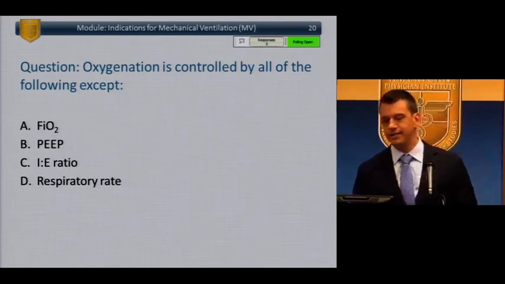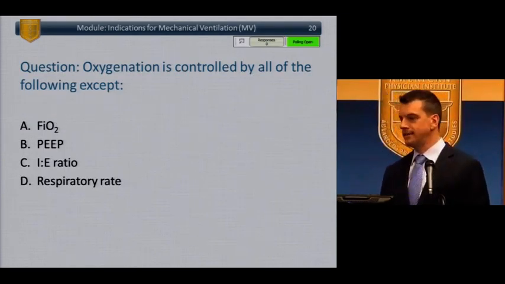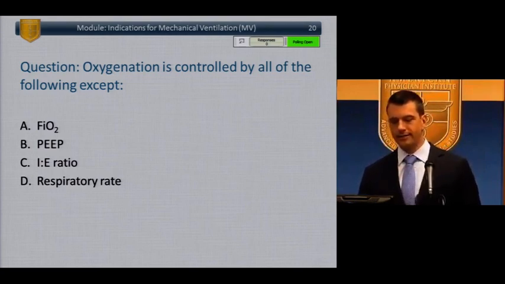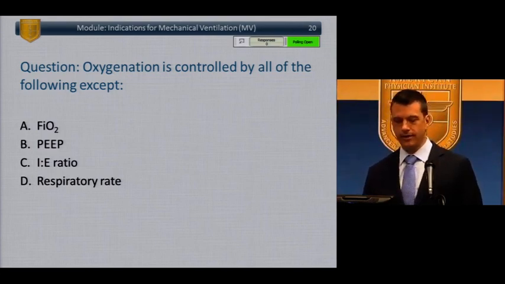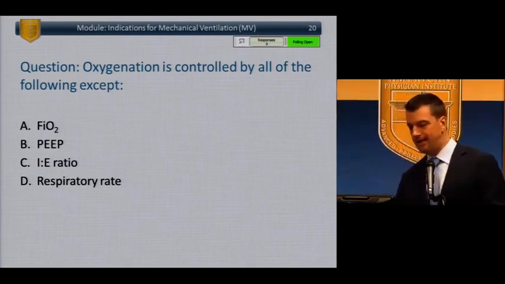Question, oxygenation is controlled by all of the following except A, FiO2, B, PEEP, or positive end expiratory pressure, C, I to E ratio, or inspiration to expiration, and D, respiratory rate.